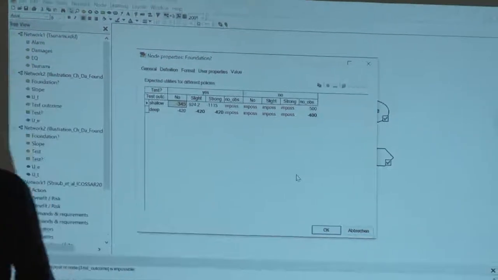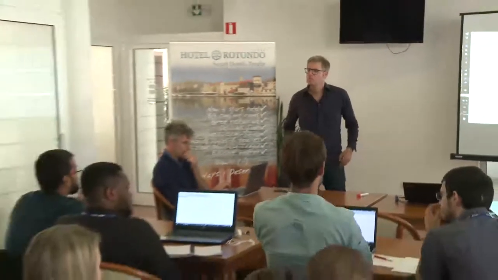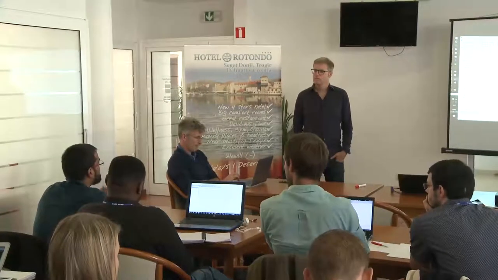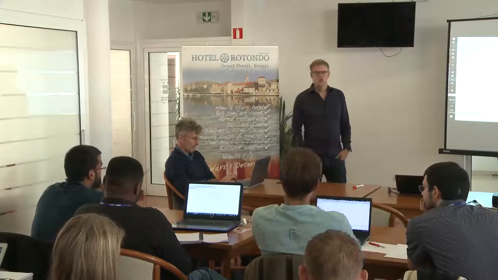Okay. Are there questions up to this point? Yesterday, you had mentioned that the inference diagram can be used as a modeling tool as well as a computational tool. So what's the distinction between the two?